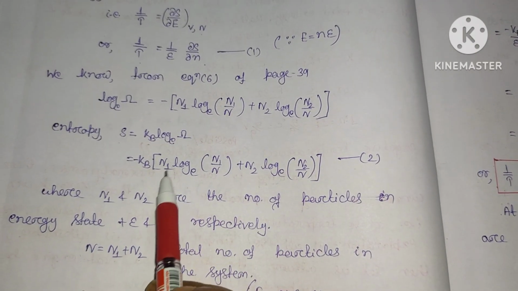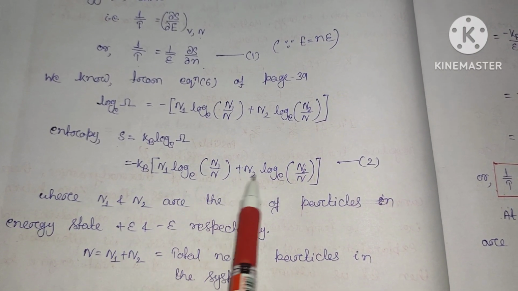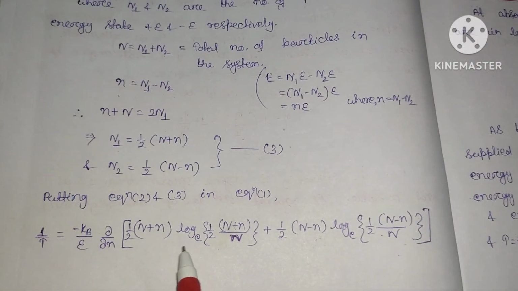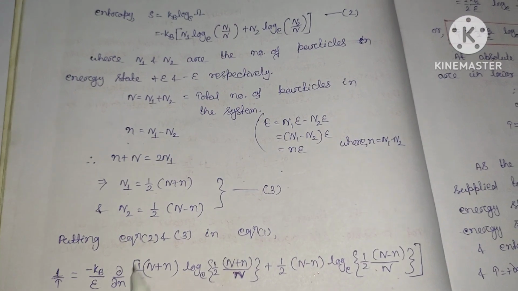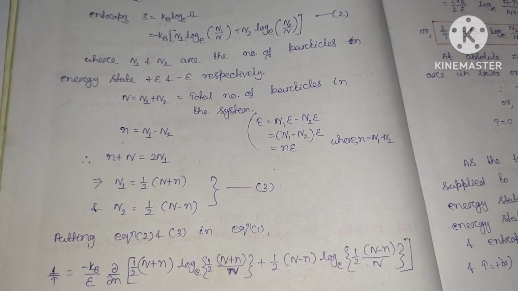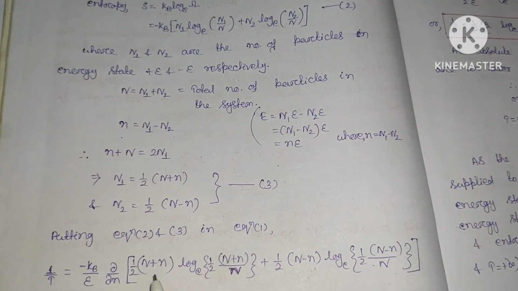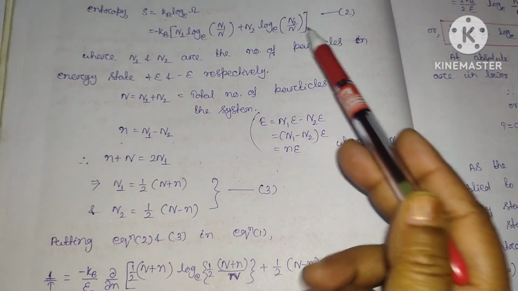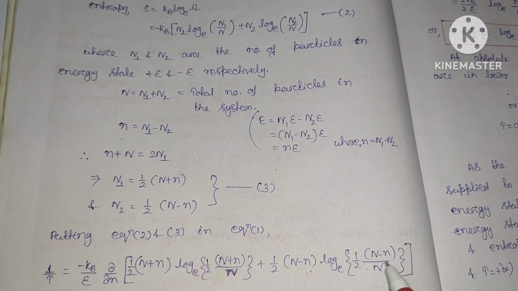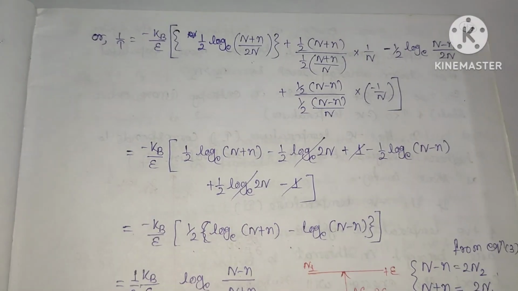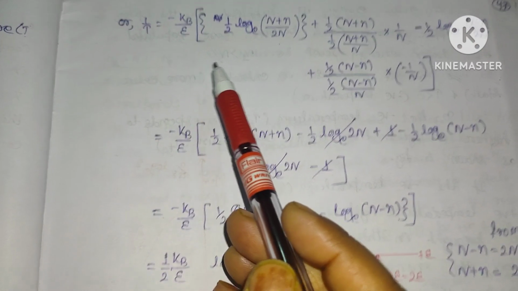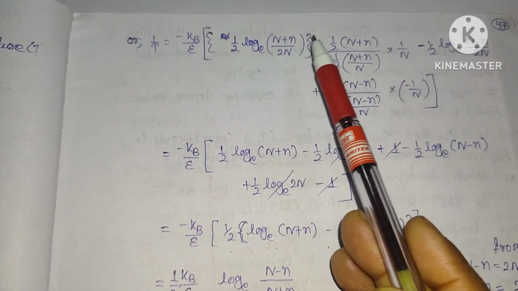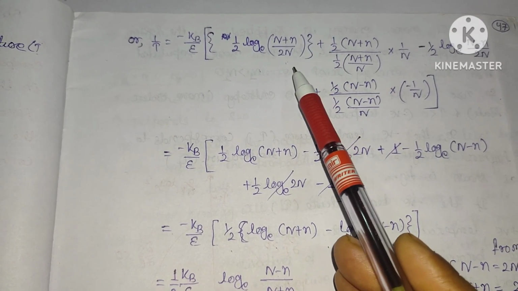In place of S we have simply substituted n1 log e n1 by N plus n2 log e n2 by N. In place of n1 we have just substituted half of N plus n, with dou by dou n here, and in place of n2 we have substituted half of N minus n. Clear? So now this 1 by T equals minus Kb divided by epsilon, 1 by 2 log of N plus n divided by 2N.